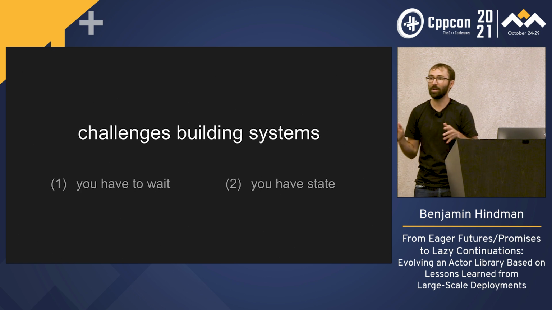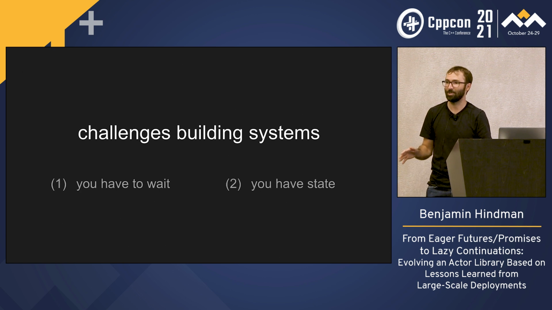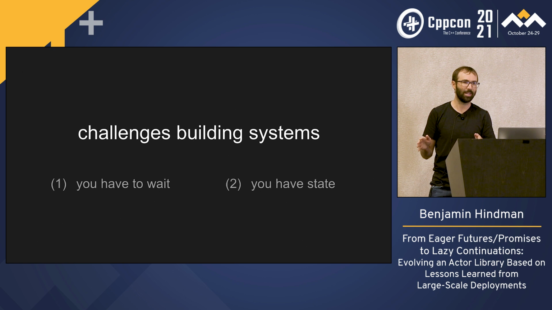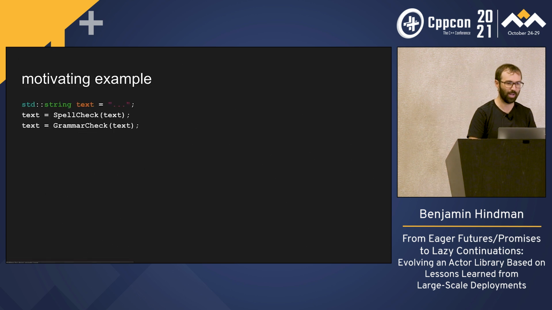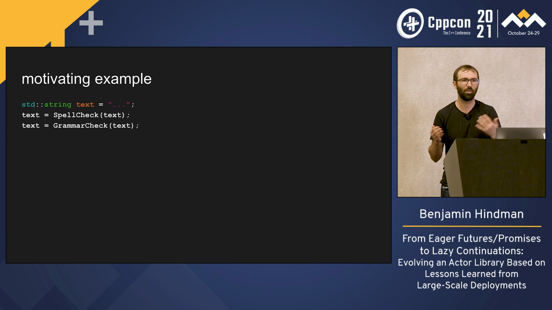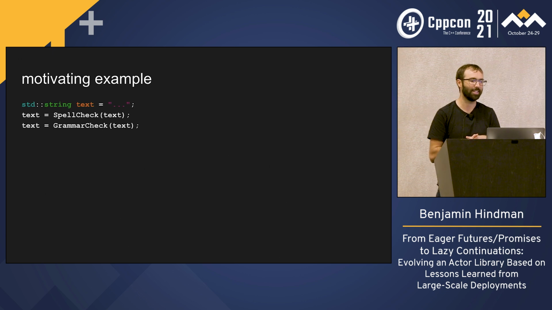The first one is that when we're writing systems, we have to wait. And I'm going to talk about what I mean by that in just a little bit. And the second one is that we have state. There's not really anything we can do about it. So what do I mean by we have to wait? I'm going to use this as a motivating example throughout the presentation.